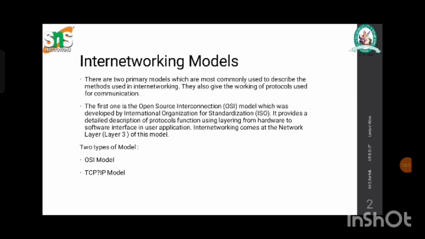the OSI model, which was developed by the International Organization for Standardization, and it provides a detailed description of protocols and functions using layering from hardware to software interface in user applications. Internet working comes at network layer 3 of this model. There are two types of model: one is the Open System Interconnection model, another one is the TCP/IP model, that means Transmission Control Protocol and Internet Protocol model.